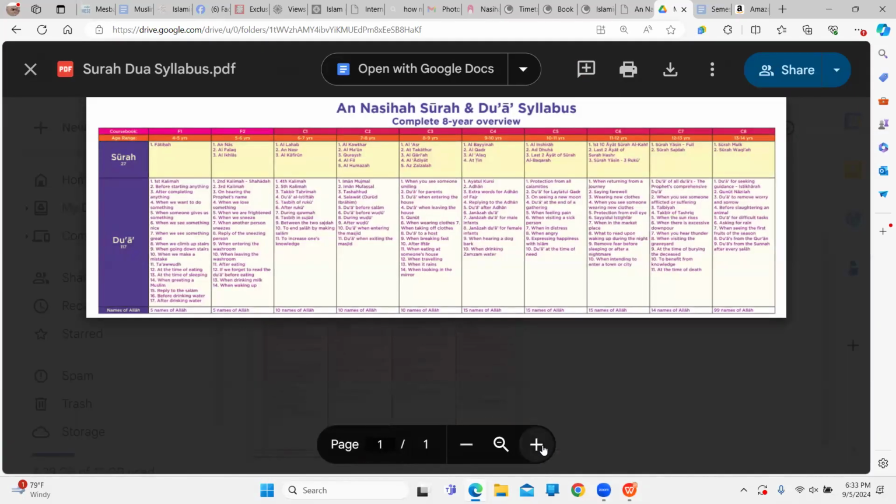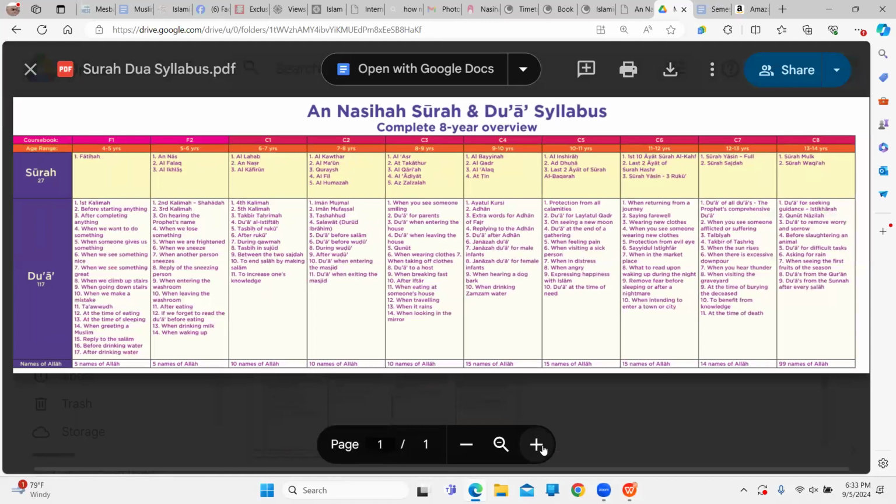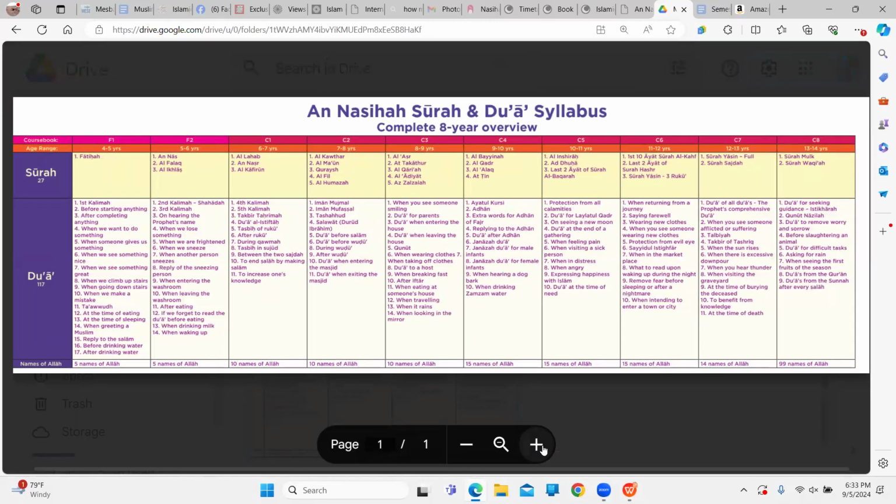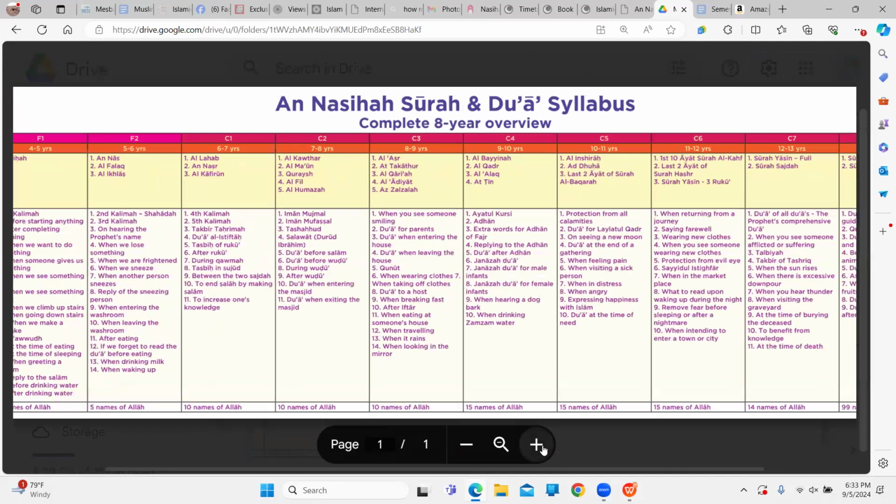So can everyone see the screen? Can you see the du'as? Is it clear enough or is it not clear? Make it bigger? A little bit bigger? This is okay? Yes. Okay.